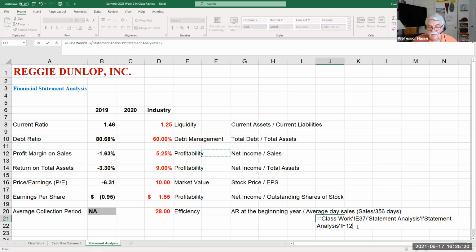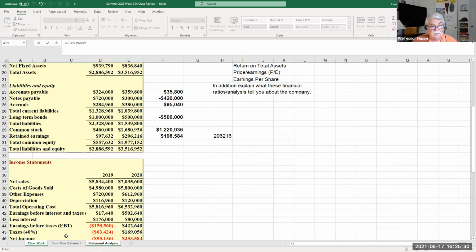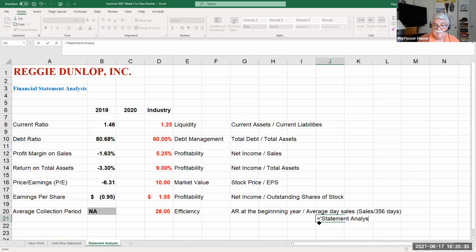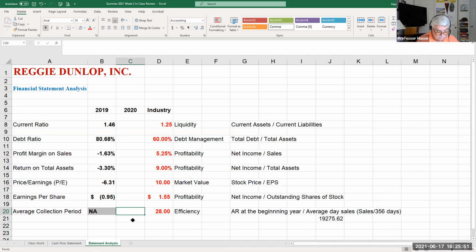Why don't we just make this a little bit easier for us to figure out? Our total sales in year one, 2020, were $735,600. So let's do that: 735,600 divided by 365 days. That's our average daily sales, which is roughly $19,276 a day.